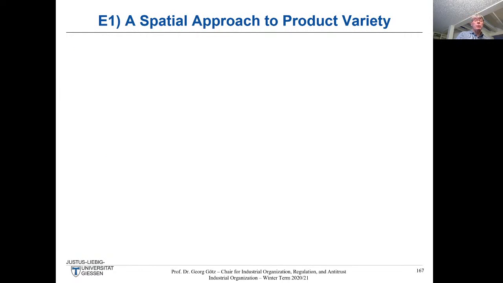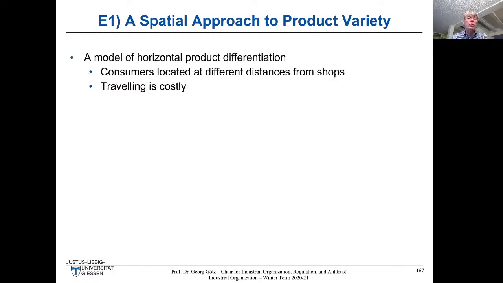Okay, so what I want to start with is to introduce you to a workhorse model of product differentiation, a so-called spatial approach, where we use what is called a spatial analogy. What we are looking into is a model of horizontal product differentiation, where we have different consumers. In which respect do these consumers differ? They are located at different distances from a shop. They live along a main street in a city, and they, in a sense, have a preferred shop.